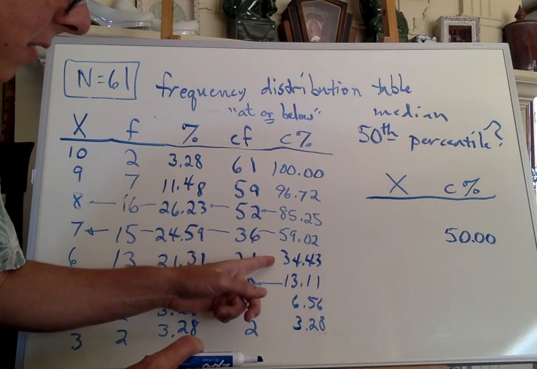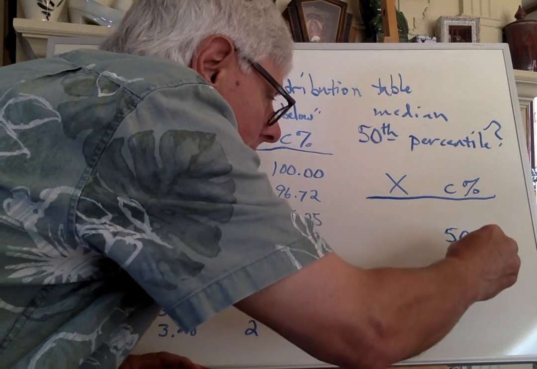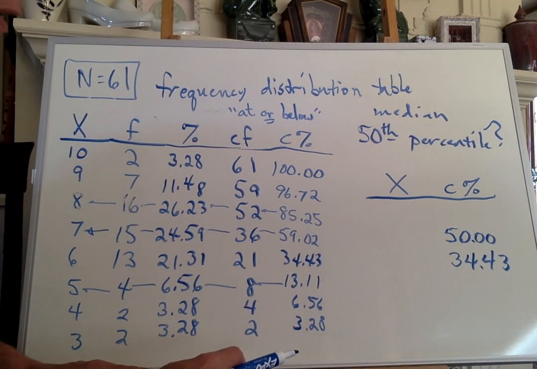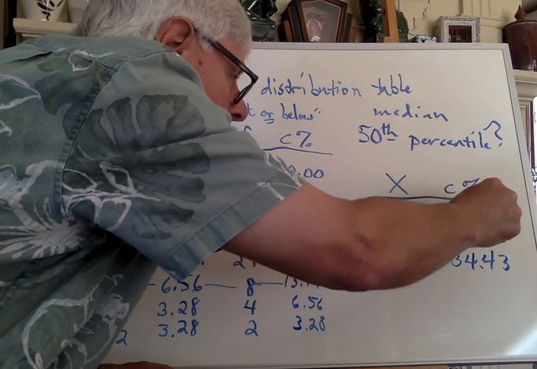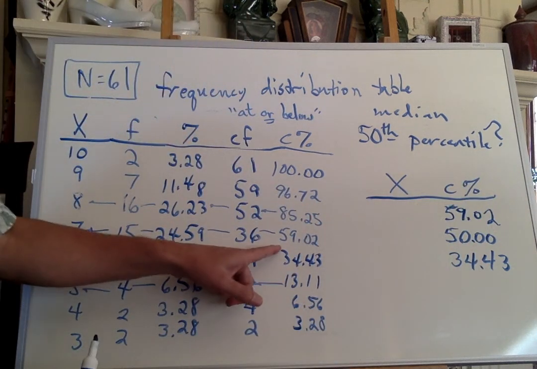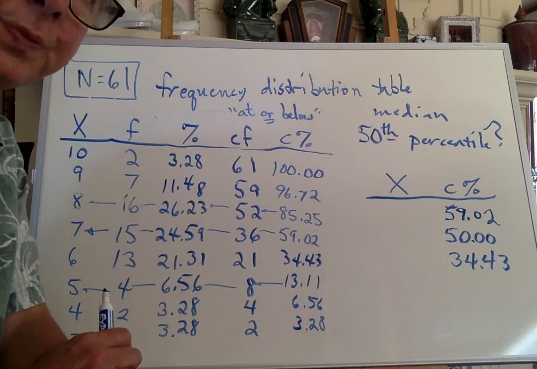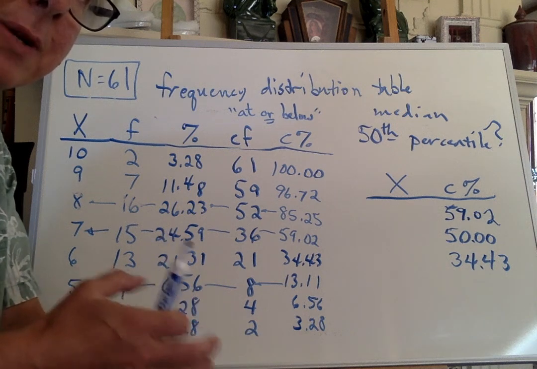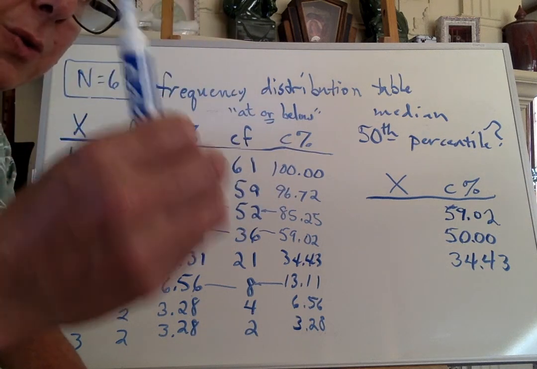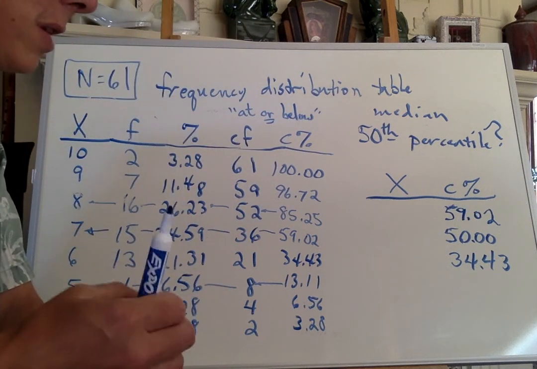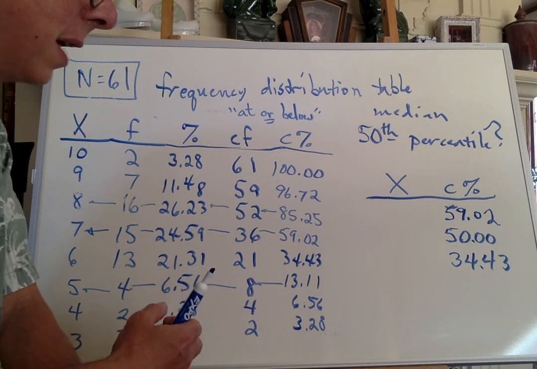That is, I have the 34.43 percentile, and I have the 59.02 percentile, right? 59, 34. And I know that 50 is in between that, right? It's just like the time and temperature thing. If I know what the temperature is at 6 o'clock and I know what it is at 8 o'clock, but I want to know what's going on at 7, then I'm going to do interpolation. And this is the same thing here.